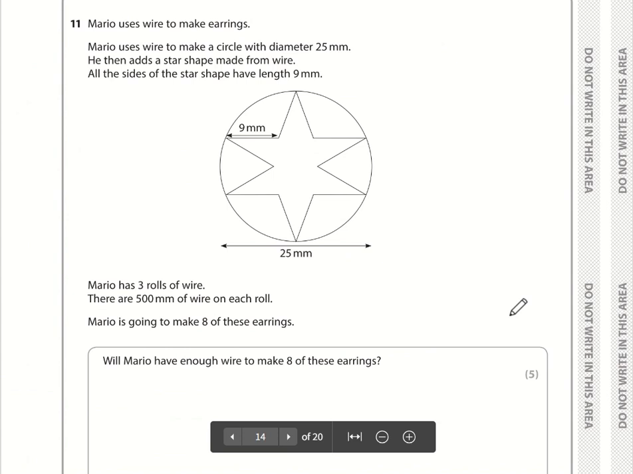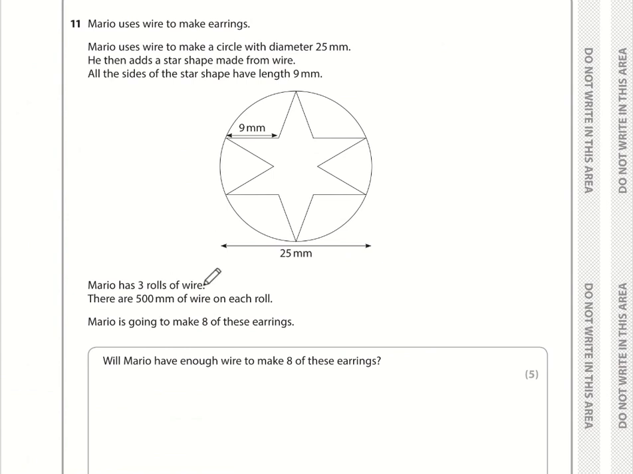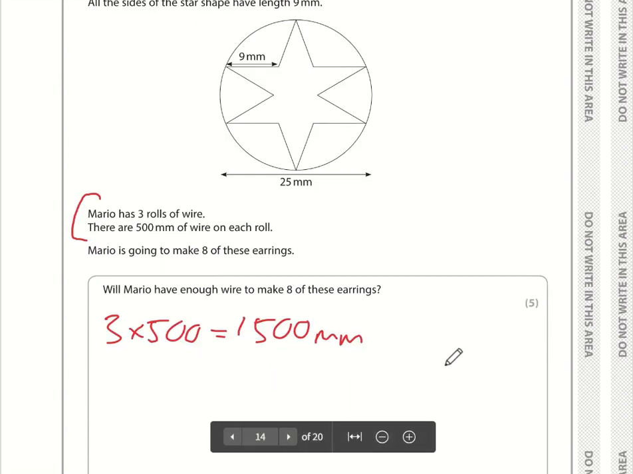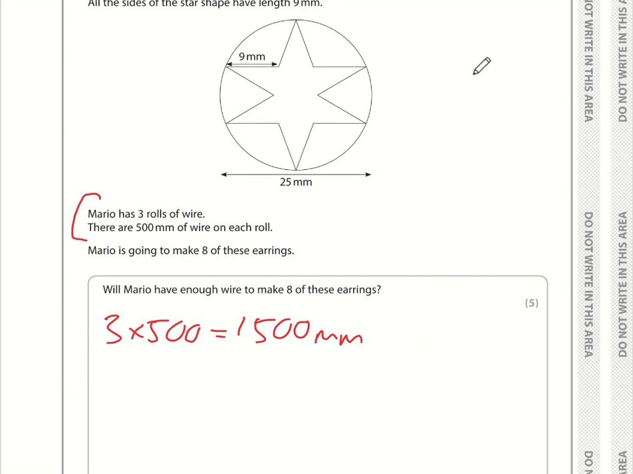Question number 11. Okay, so first of all, Mario's got 3 rolls of wire, and there's 500 millimeters per wire, so 3 500s is 1500 millimeters. So he's got 1500 millimeters of wire available, and we can see a picture or a diagram of the earring. So let's work out how much wire is required.